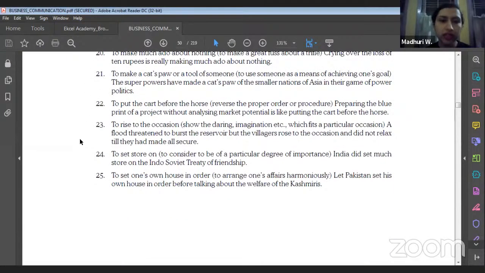To rise to the occasion means to show daring and imagination which fits a particular occasion. A flood threatened to burst the reservoir, but the villagers rose to the occasion and did not relax till they had made all secure. To set one's own house in order basically means to arrange one's affairs harmoniously. Okay?